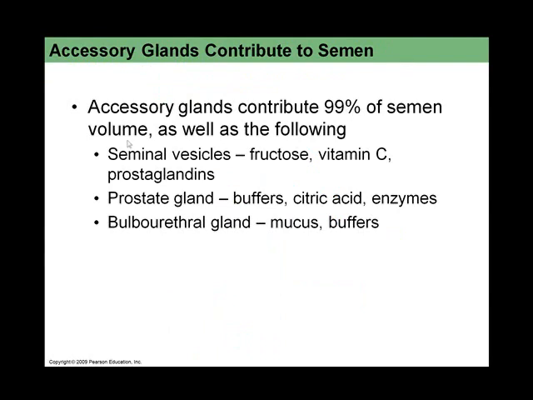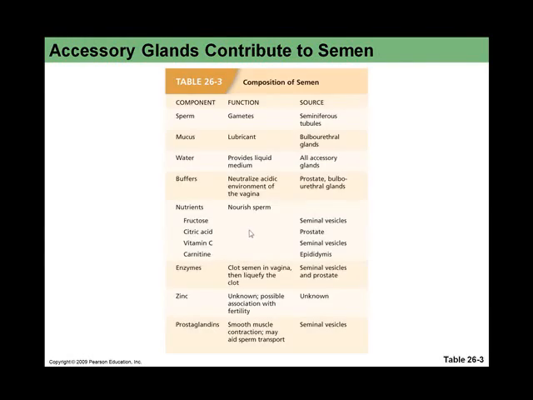That's about 99% of the semen volume. So the seminal vesicles contribute fructose, vitamin C, prostaglandins. The prostate gland, interesting, the prostate gland does not contribute the prostaglandins. The buffers, citric acid and the enzymes, and then the bulbourethral gland contributes mucus and buffers. We can then consider the composition of semen in a little more detail in this table.